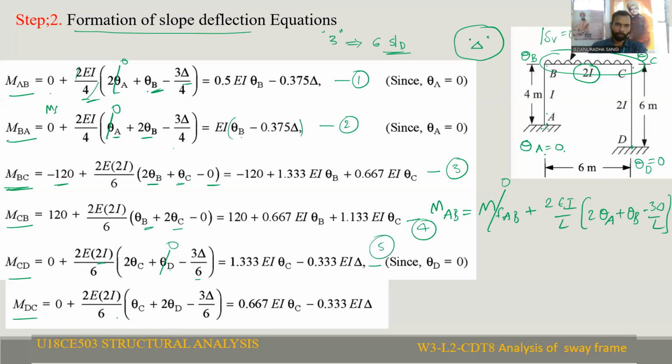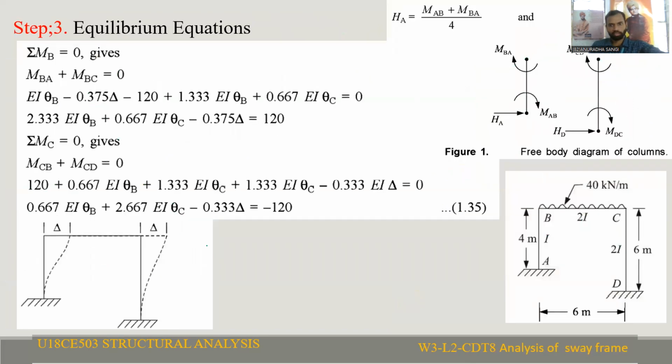Similarly, you solve this and you will get another equation. This is equation number 6. So from the 3 spans, we got the 6 slope reflection equations that we have developed. How many unknowns do we have? 3 unknowns. We have 6 equations, but all the equations are in terms of theta B, theta C, and delta only.